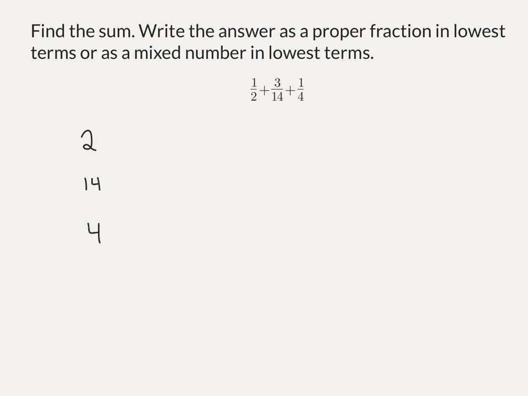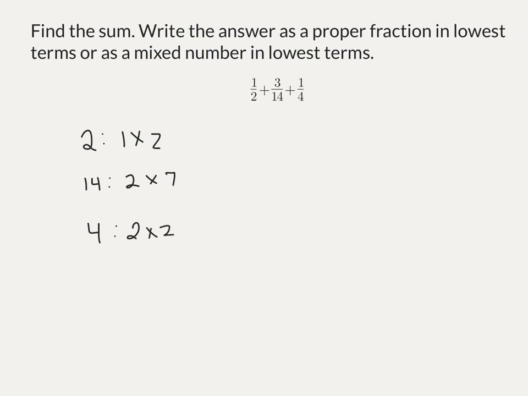Next, I want to write the prime factors of each denominator. The prime factors of 2 are 1 times 2. With 14, two numbers that when multiplied together give me 14 are 2 times 7. And 2 and 7 are both prime factors. So I can write the prime factors as 2 times 7. And then for 4, I have the prime factors of 2 times 2.